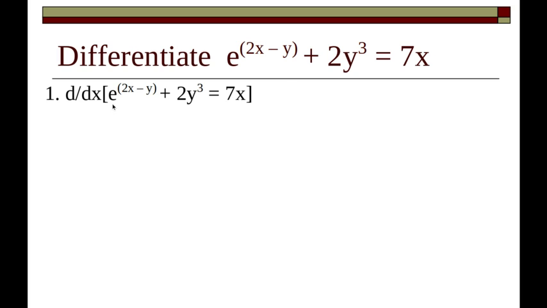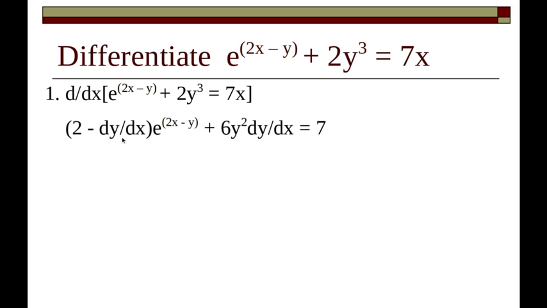So we have to take the derivative of e to the u. This is one of our rules that we talked about with chain rule. The derivative of e to the u is e to the u times u prime. So we're going to get e to the 2x minus y, keep what's inside, then multiply by the derivative of the inside. The derivative of 2x minus y would be 2 minus dy/dx. So there's our e to the u times u prime, making sure that it's in parentheses.